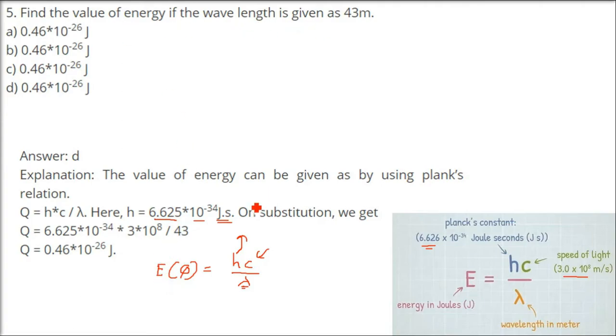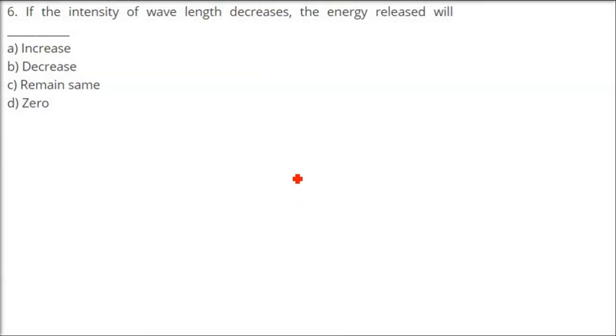So it is being asked in this question, find the value of energy if the wavelength is given as 43 meter. Just put the value 43 in the denominator in place of lambda. H is Planck's constant, 6.626 or 6.6 into 10 to the power minus 34 for computation, and C is the speed of light, 3 into 10 to the power 8. So the answer will be D, 0.46 into 10 to the power minus 26 in joules. The answer will be in joules. So remember this formula, it's going to come up everywhere now.